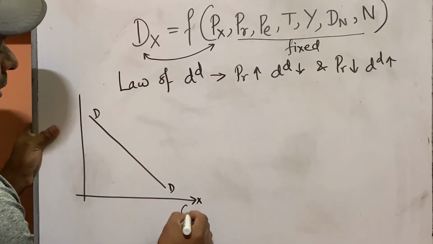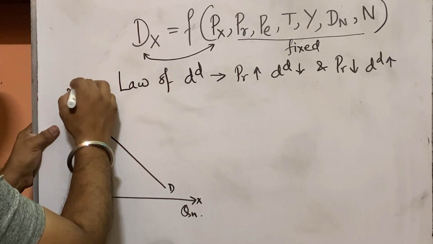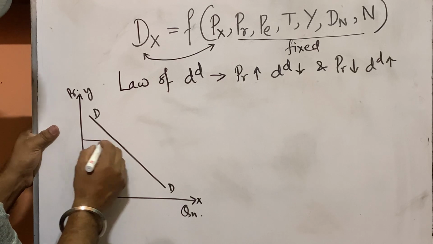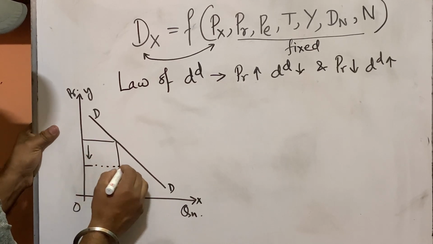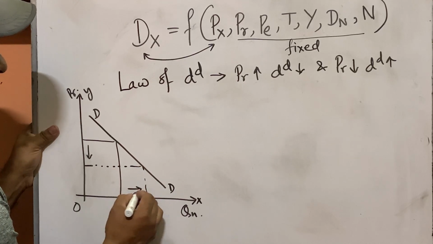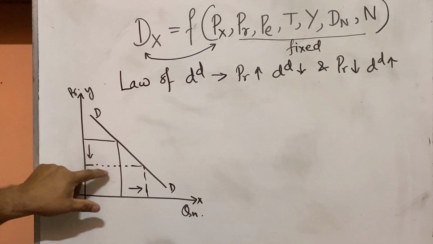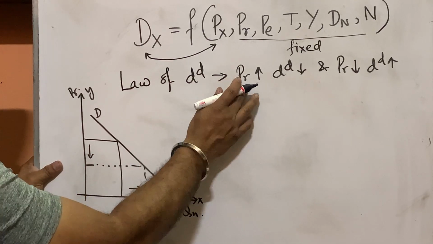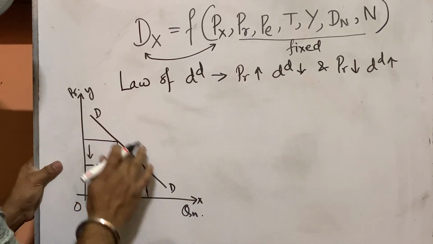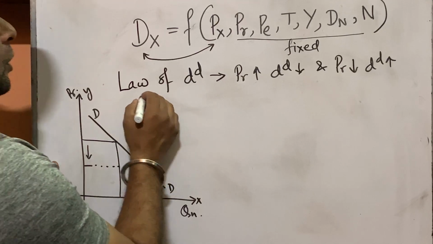This is our quantity. This is our price. So see in the figure. If price decreases, then demand increases. This is the law of demand. Or with the fall in the price, demand will rise. So there is a negative relationship between the price of a good and its demand, and for that the demand curve is downward sloping or negative sloping. This is our law of demand.